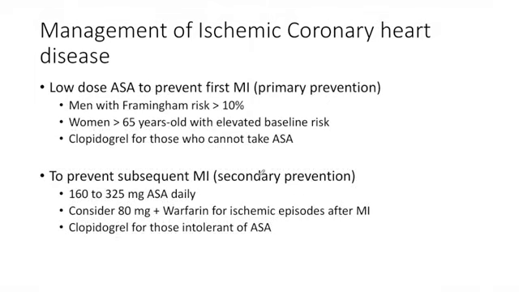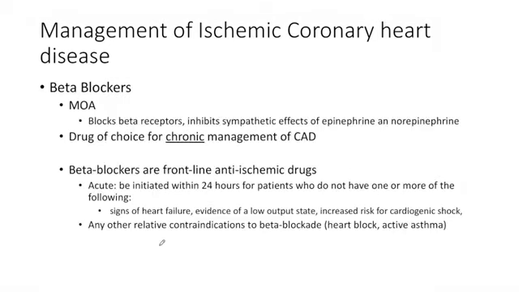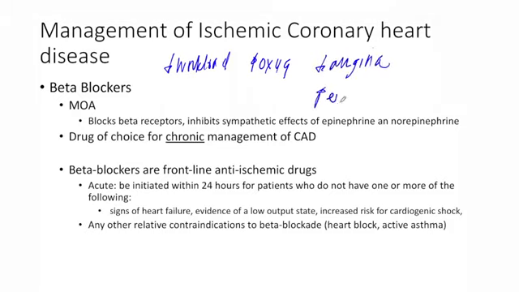Primary prevention versus secondary prevention, and this is where you're going to get your variances in doses. So that low dose of aspirin to prevent the first MI versus to prevent subsequent MI. So beta blockers in this mechanism block beta receptors, inhibit sympathetic effects of epinephrine and norepinephrine, basically going to decrease cardiac workload, improve oxygenation, decrease angina signs, and improve exercise tolerance, which is what we're trying to do here.